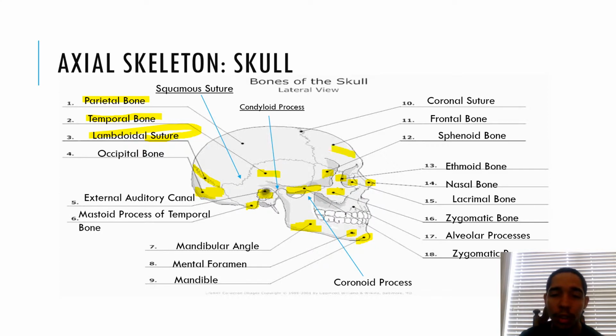Your frontal bone, which is this entire bone right here, as well as your coronal suture, which is this little line right here. And back here is your condyloid process, which you can find in this little area here, as well as the squamous suture, which extends right here, as well as your coronoid process, which sits right here up under your zygomatic bone.